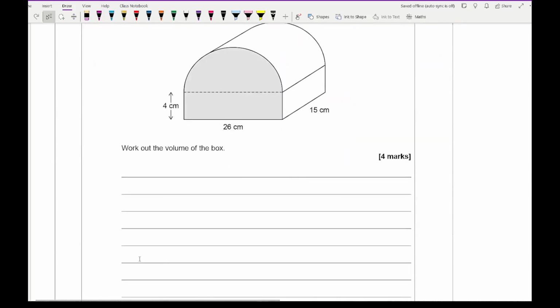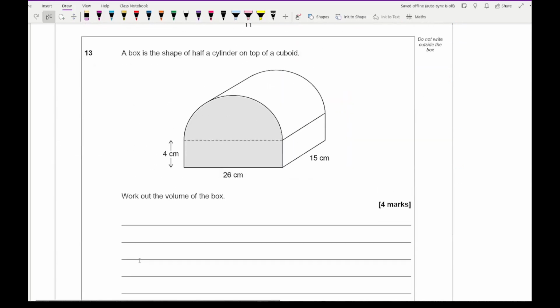Moving on to question 13, it says that a box is in the shape of a half cylinder on top of a cuboid. Work out the volume of the box. For this, I would always recommend that you take these compound shapes as two separate shapes. So here we've got shape A, which is the cuboid, and shape B, which is the cylinder prism on top. Well, actually half the cylinder.